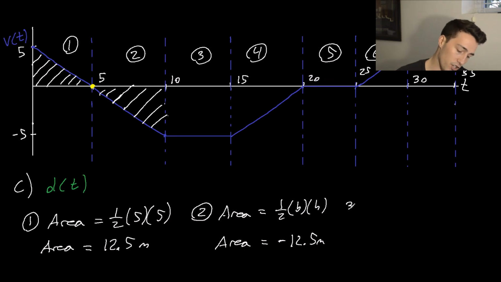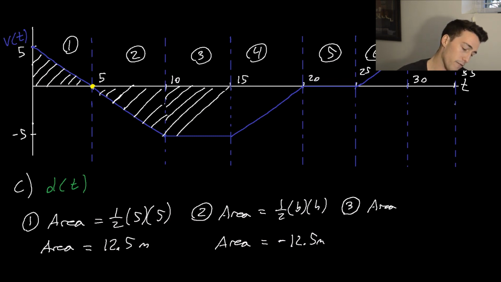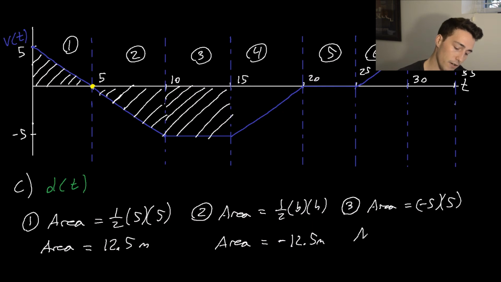Now we can move on to section 3, and section 3 is a little bit easier because it is the area of a rectangle. So now we can find this area, and that's going to be -5 multiplied by the interval, which is 5 seconds. So the area is going to equal -25 meters.